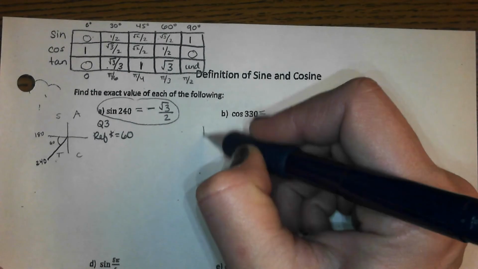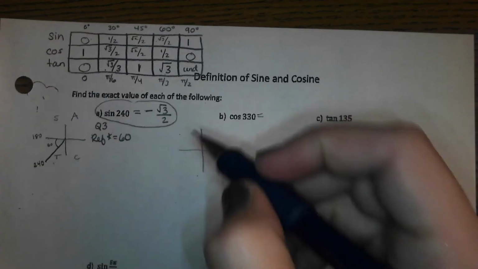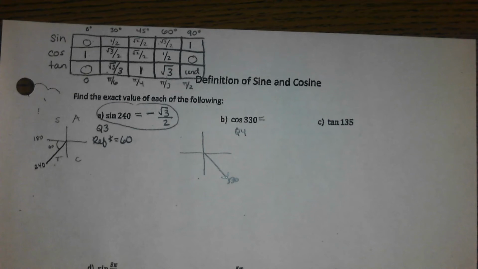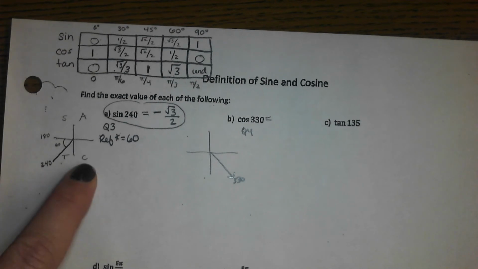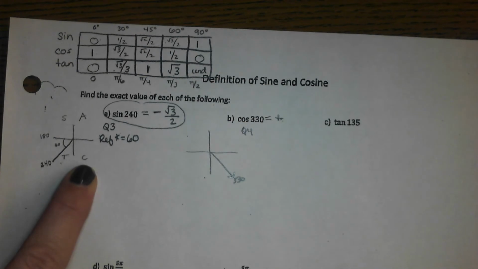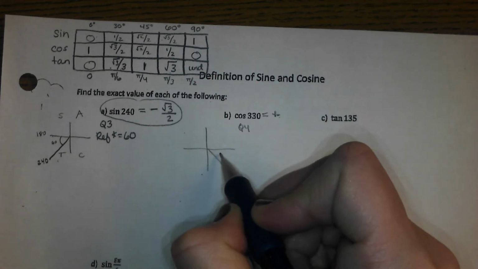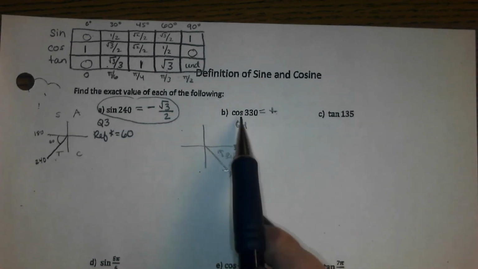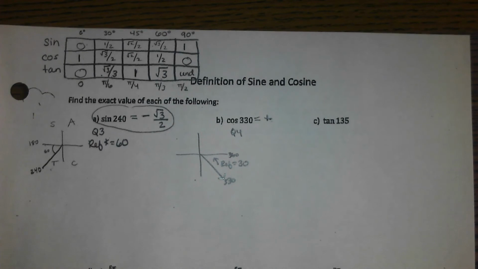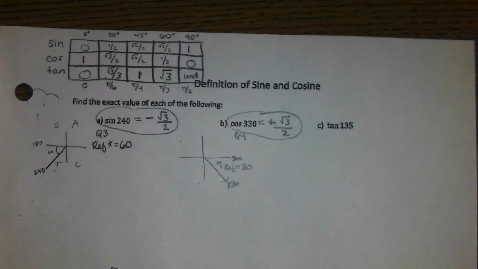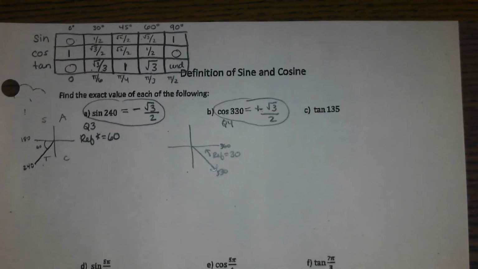Okay? So 330, what quadrant are we in? So Q4, is cosine positive or negative there? Positive. Did everyone see that? With the C there? And then what's the reference angle? Okay, reference equals 30, and we're taking the cosine. So what's the cosine of 30? Root 3 over 2. So there's your answer. The cosine of 330 is root 3 over 2. Good?